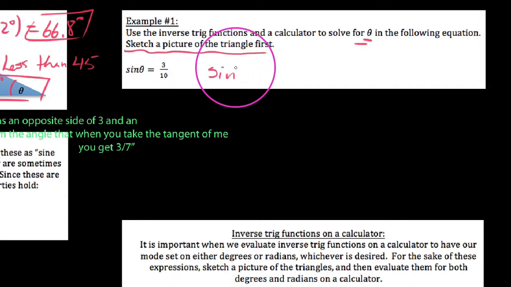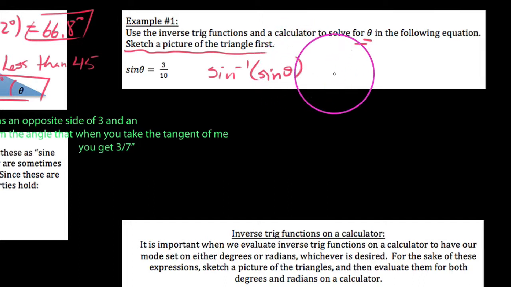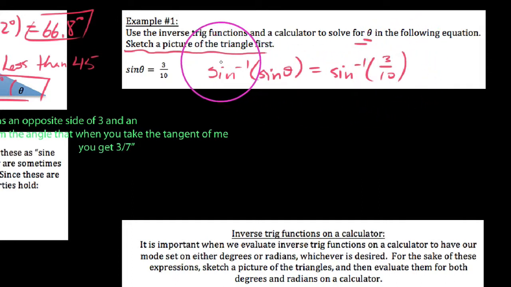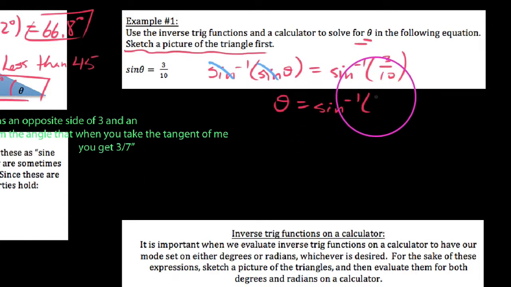We'll undo sine using sine inverse. We'll do sine inverse of everything on the left, which was sine of theta. We'll do sine inverse of everything on the right, which is 3 over 10. Okay, so we'd say, well, my sine inverse and my sine, those are designed to cancel out. And I'm left with this statement here. We say theta equals sine inverse of 3 over 10.